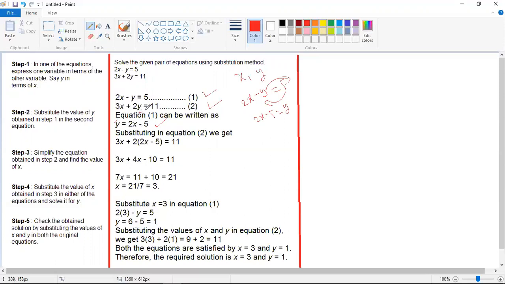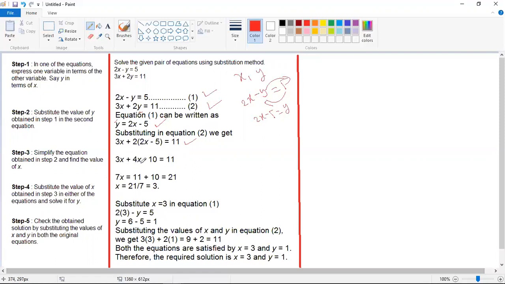Okay, fine. So 3x plus 2y. Here in place of y, what y value did we get? y is equal to 2x minus 5. Just write the y value 2x minus 5 in place of the y variable. So 3x plus 2 times (2x minus 5) is equal to 11. Finish. Next, 2 times 2x is 4x, 2 times 5 is 10. We have 3x plus 4x minus 10 is equal to 11.